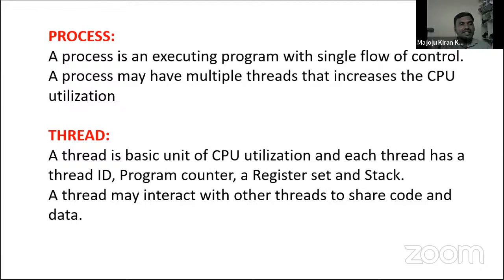So the CPU will not be idle at all. While it is waiting for input, the CPU may immediately select another thread and run it. That means it is not in the idle state. So when a process has multiple threads, the CPU utilization can be greatly increased and the CPU will not be idle. You can make the CPU always busy. That is the major purpose of multiple threads. So let's talk about the thread here.